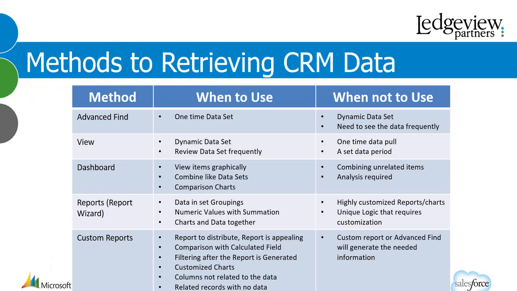Same thing if you're looking to view the data frequently. This is where you would use a view, which is essentially just a saved advanced find. You would want to use that for those dynamic data sets and when you want to review the data frequently. If you're really only looking for that one-time data pull or that set data period, a view isn't for you. You're going to want to just use the advanced find.